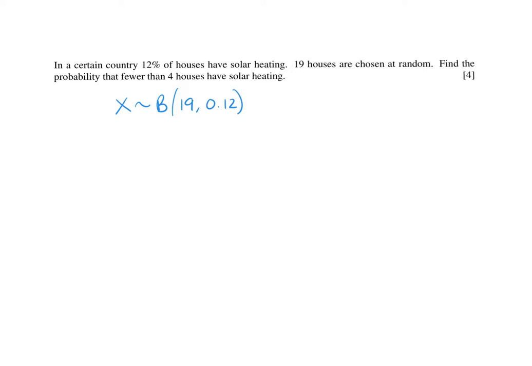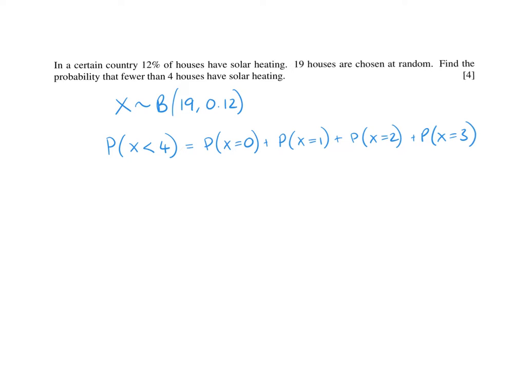Now what we're trying to find is the probability that fewer than 4 houses have solar heating. So I want when x is less than 4. Now to work this out, I need to add the probability that x is equal to 0, the probability that x is equal to 1, 2 and 3.